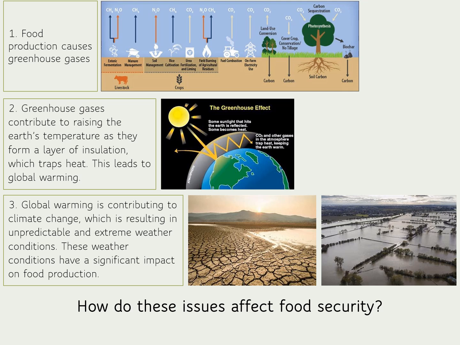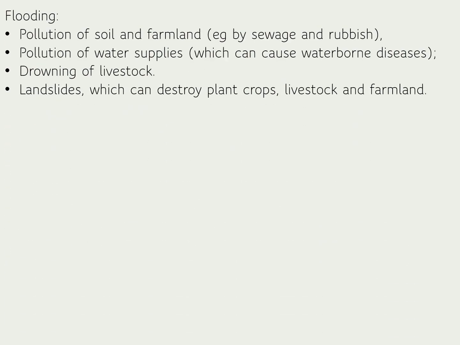So how do these issues affect food security? I've just summarised the effects that might happen through climate change and the weather on our soil and our farmland, but just to give some examples, this is what might happen in the case of flooding. It can pollute the soil in the farmland because sewage and other rubbish gets onto the farms. It can pollute the water supplies, which cause waterborne diseases into our animals, into us, into our plants.